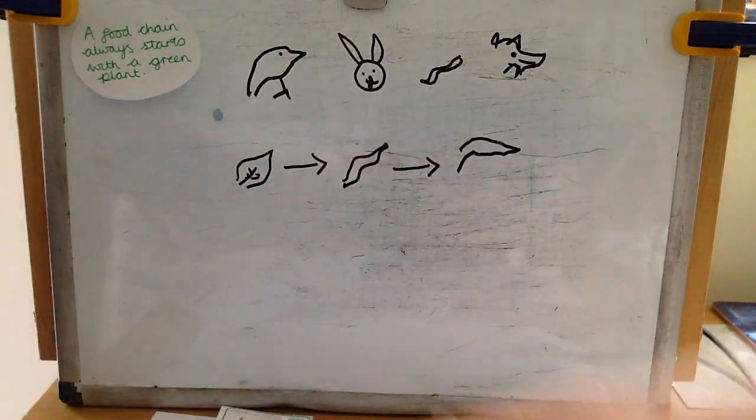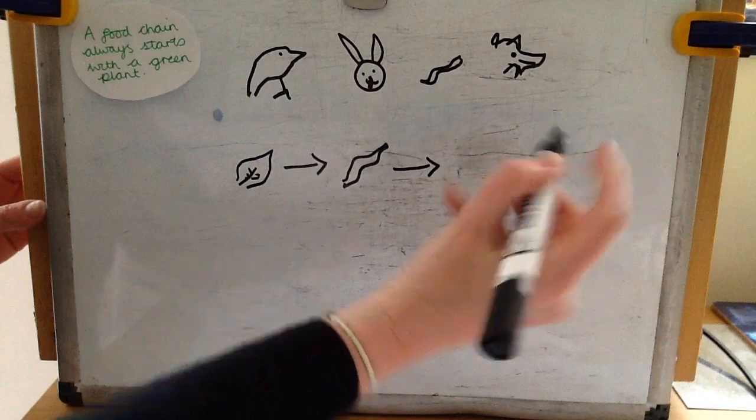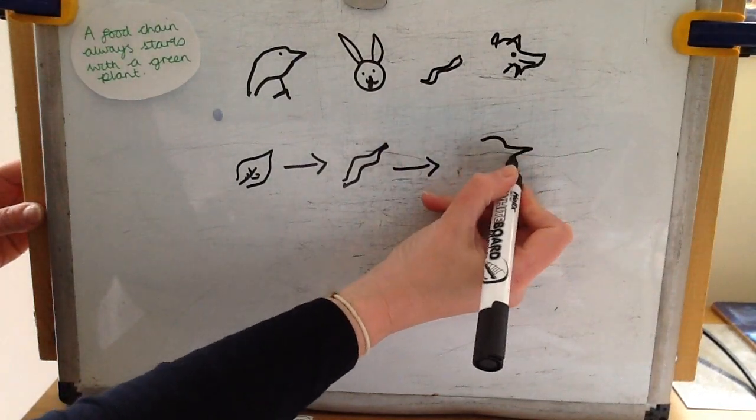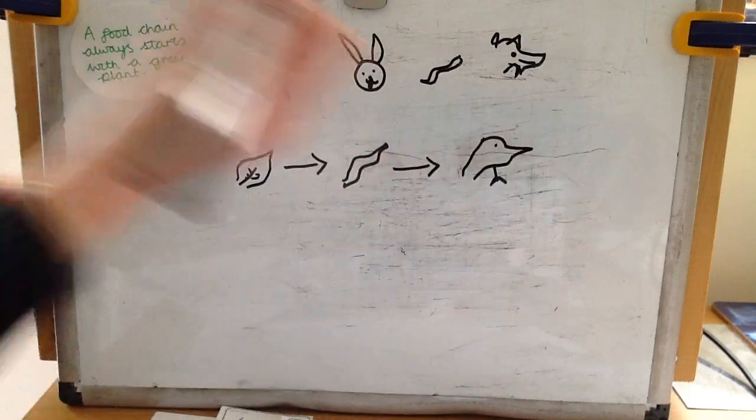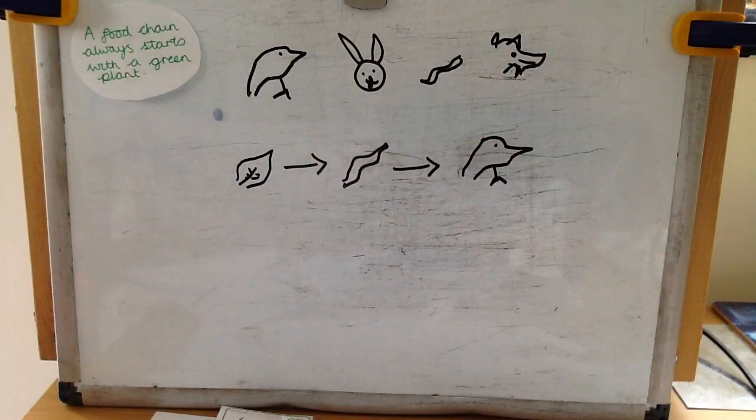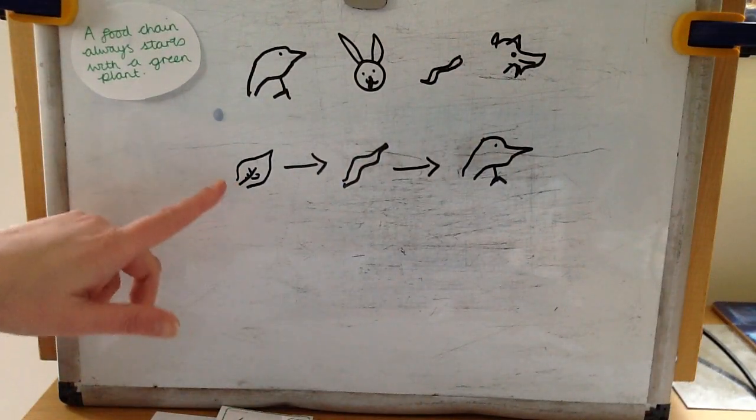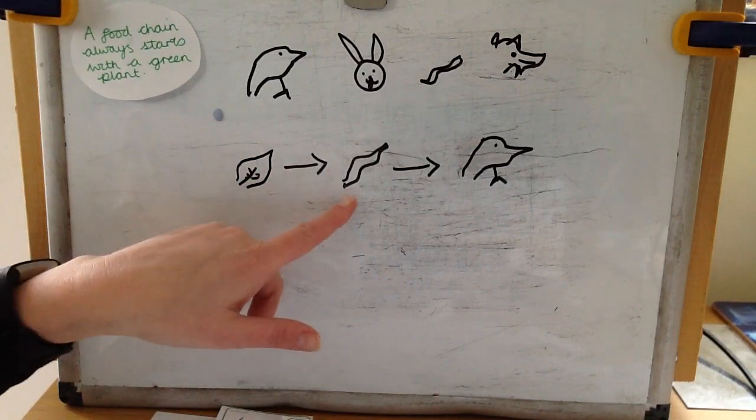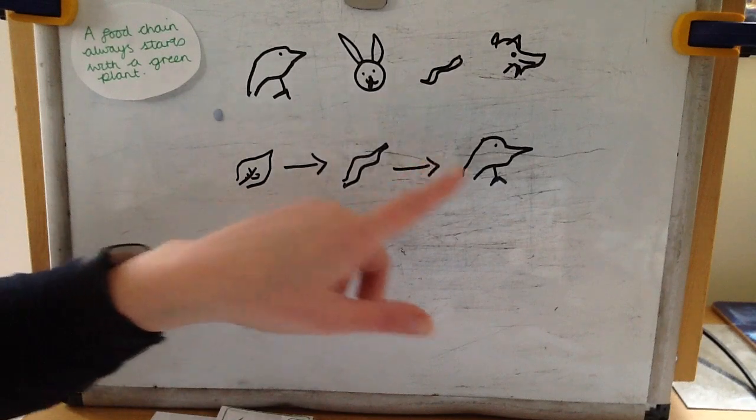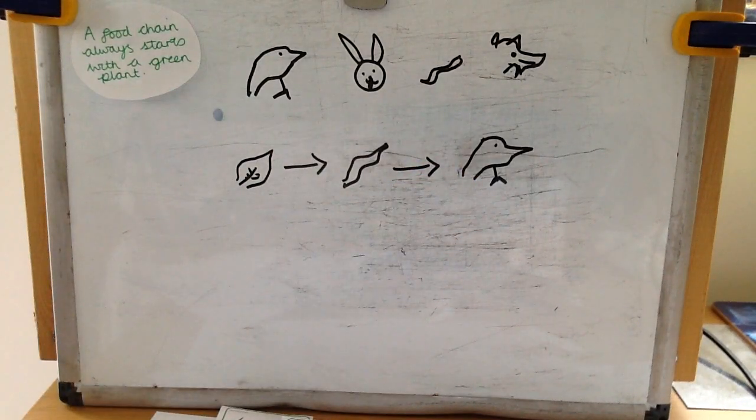Oh dear, not very good with my blackbird. Let's have another go. Is eaten by my blackbird. So my food chain, I've got my leaf litter, is eaten by a worm, and that is eaten by a blackbird. What I would really like you to do is think of your own.